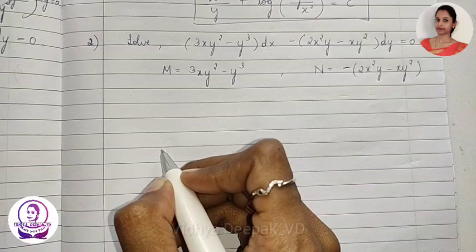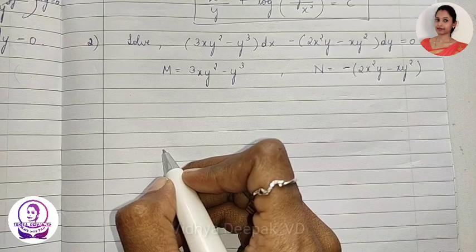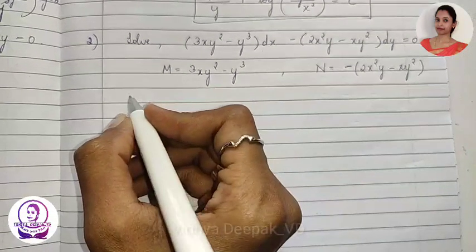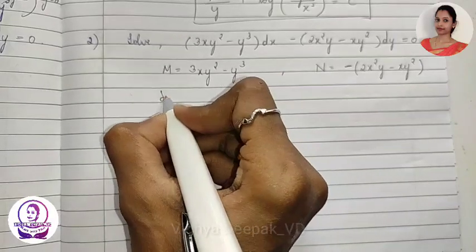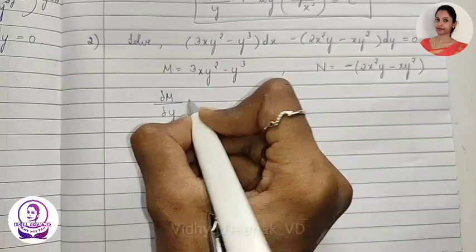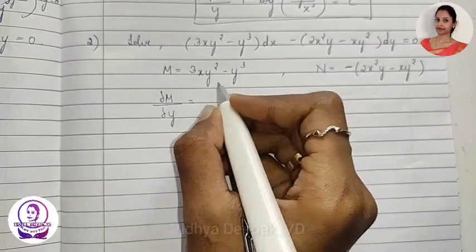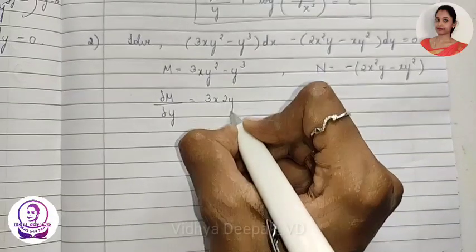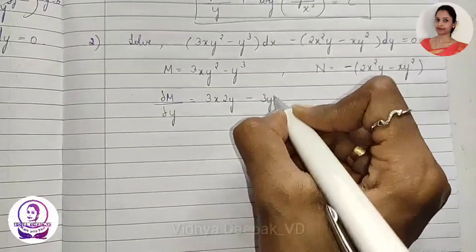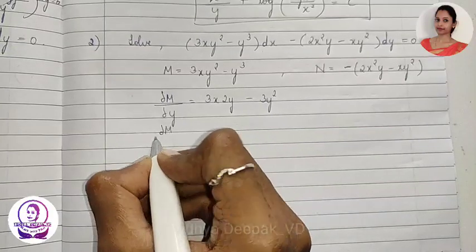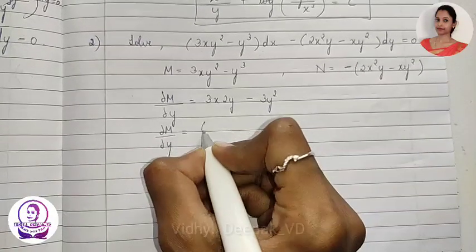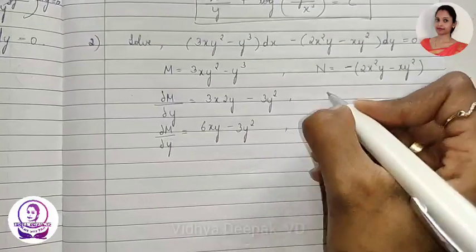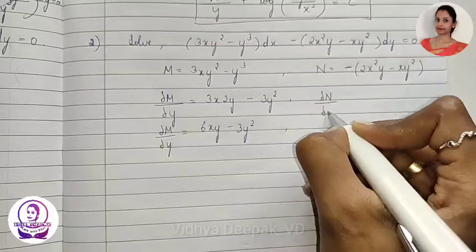Now we have to find dou M by dou y and dou N by dou x, right? So dou M by dou y, where x is a constant, so 3x, y differentiation is 2y, minus 3y square. So we have dou M by dou y equal to 6xy minus 3y square.